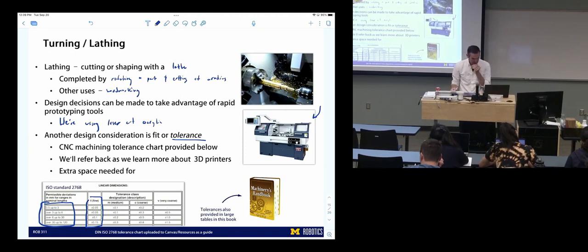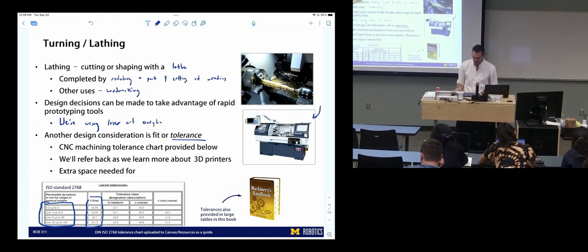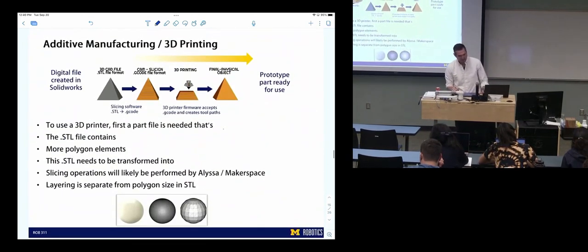Okay. So that was the beginning of manufacturing that we talked about. There are these two really common traditional manufacturing methods. Now we're going to move more into additive manufacturing. When you create a file, if we want to 3D print something and use additive manufacturing tools, we have to go through a couple of steps.